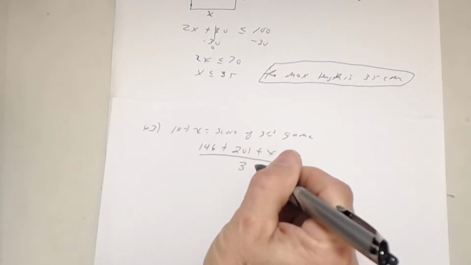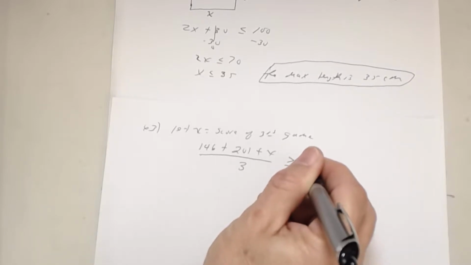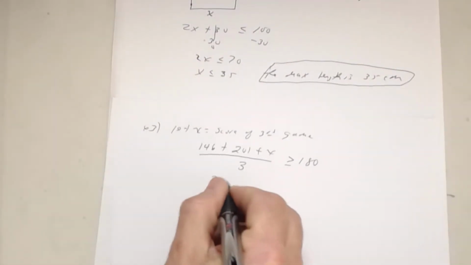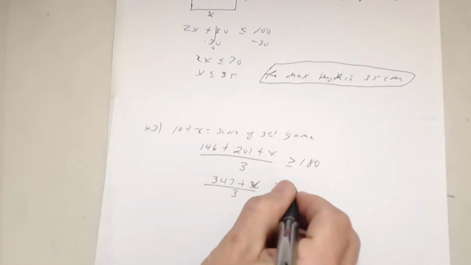And it says it must be at least, so what's the inequality symbol? Greater than or equal to 180. So there's your inequality symbol. And then you just solve for x. Now what I would do first is combine like terms of that numerator. You don't need a calculator for that one. 146 plus 201 is 347, right? Plus x divided by 3 is greater than or equal to 180.